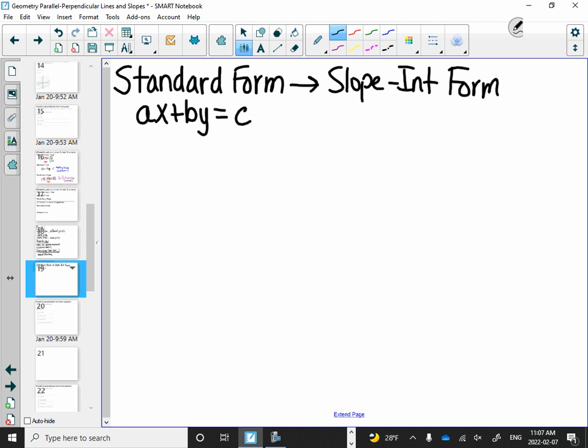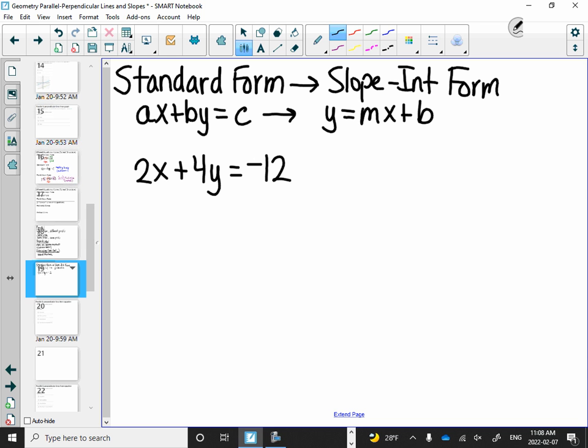So if I have 2x plus 4y equals negative 12, does that look like that? See how there's a number in front of your x, there's a number in front of your y, and there's a number over there by itself. x and y are on the same side. Right, Olivia? Okay. We're going to take this and convert it into this. Now, notice over here, in order to have it in slope-intercept form, the key is to get y by itself. So I want to take this guy and get y by itself.